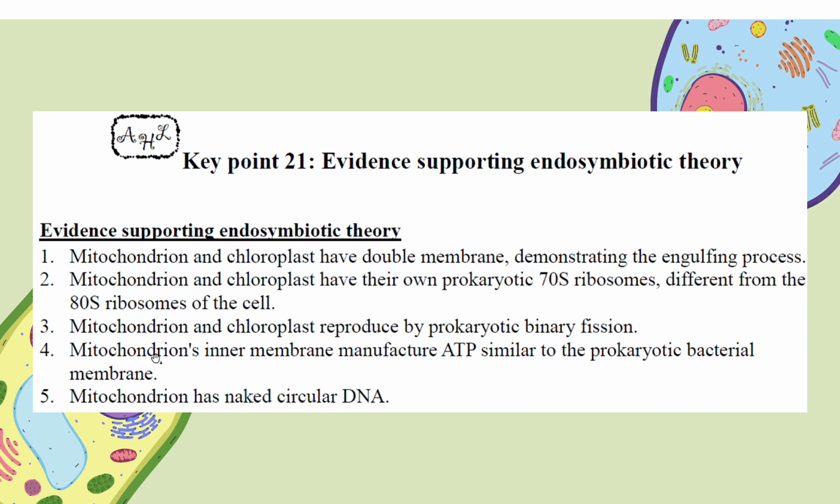Also, the mitochondria's inner membrane manufactures ATP, similar to prokaryotic bacterial membranes. And mitochondria themselves have circular DNA, naked circular DNA, as do chloroplasts. So we trust that it is easy to remember the prokaryotic features. Some of them still remain in mitochondria and chloroplasts, and this reflects that they come from prokaryotes.